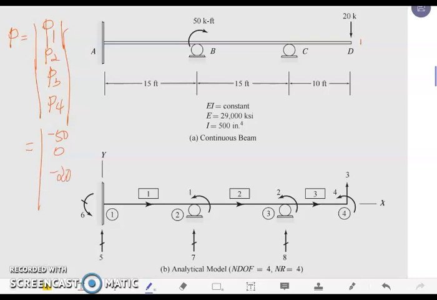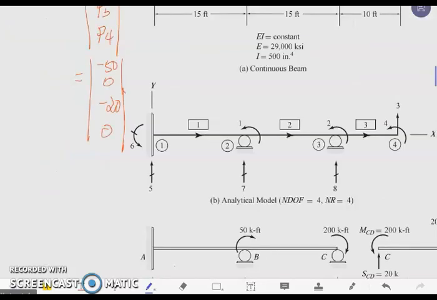P sub 3 is at joint 4, where we have an external load which is downward, so negative 20. P sub 4 is also at joint 4. We don't have an external load for rotation. We don't have a bending moment, so this will be 0. So we have now the value for our joint load vector P.